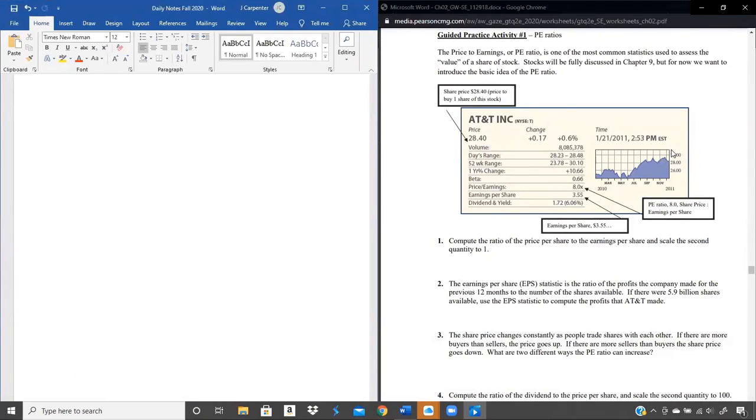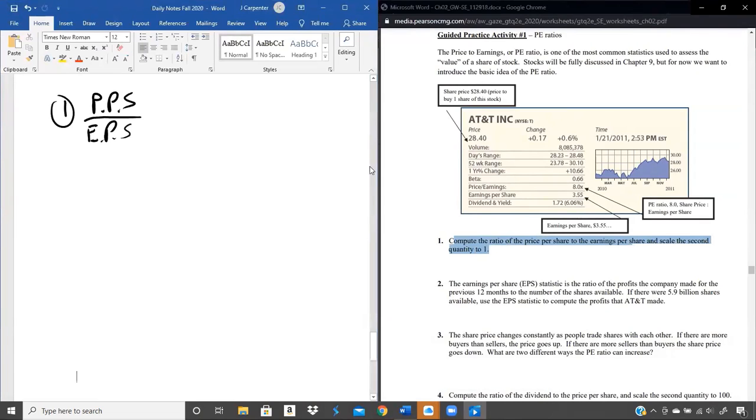All right, so getting to the point, they ask us to, number 1, compute the ratio of the price per share to the earnings per share. So they ask us to make a ratio. They want us to make a fraction, with the price per share on top and the earnings per share on the bottom, and then they want to scale the second quantity to 1. So for number 1, we're doing the price per share to the earnings per share. That's how we're setting our fractions up. It's going to be price per share over earnings per share.